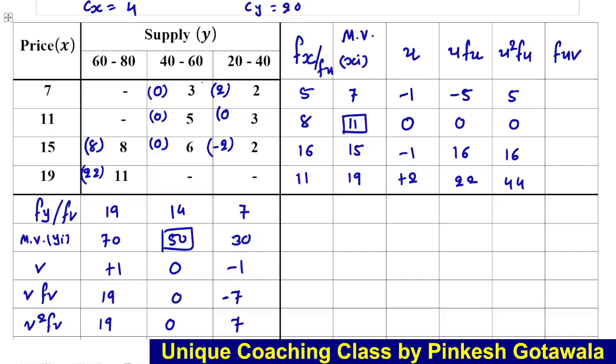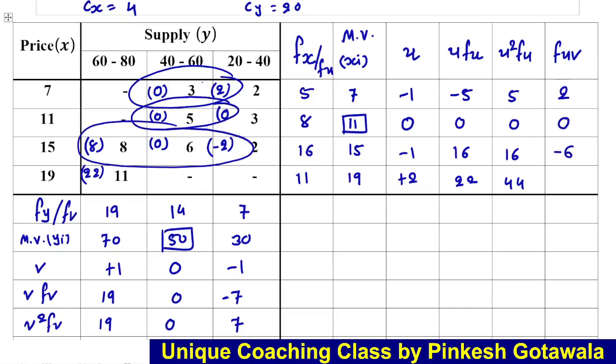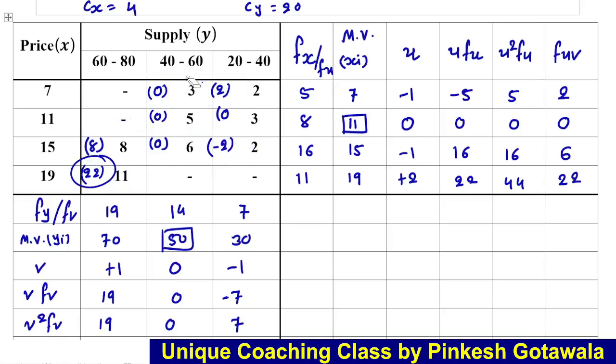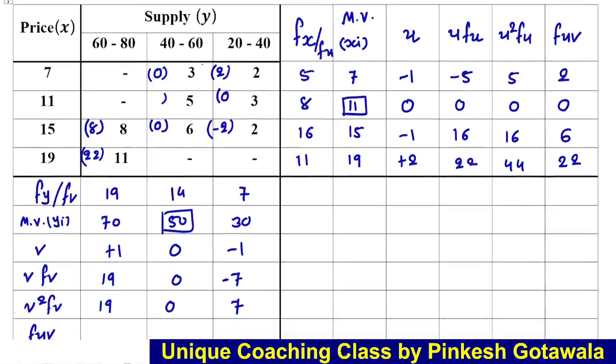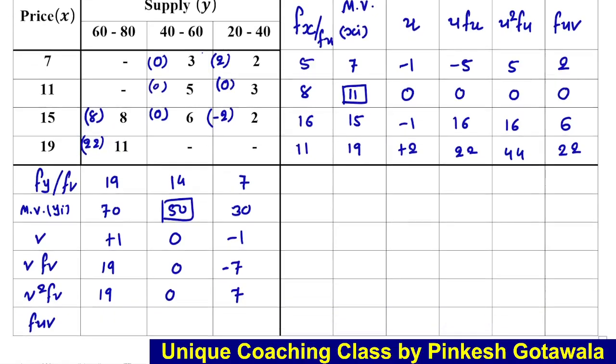So now let's prepare the column of FUV. 0, 2, 2, 0, 0, 0, 8, minus 2, minus 6 and 22. Sorry, minus 6, not plus 6. 8, minus 2, minus 6. Now this side: 8, 22, 30. Here 0, here 2, 0, minus 2, it would be 0.